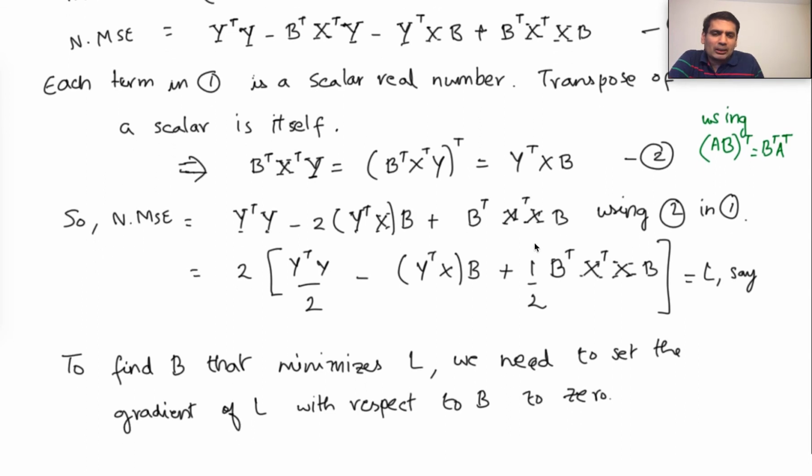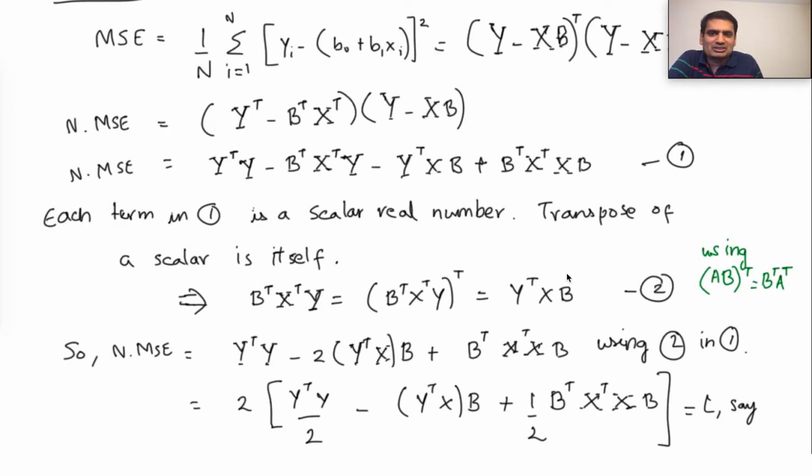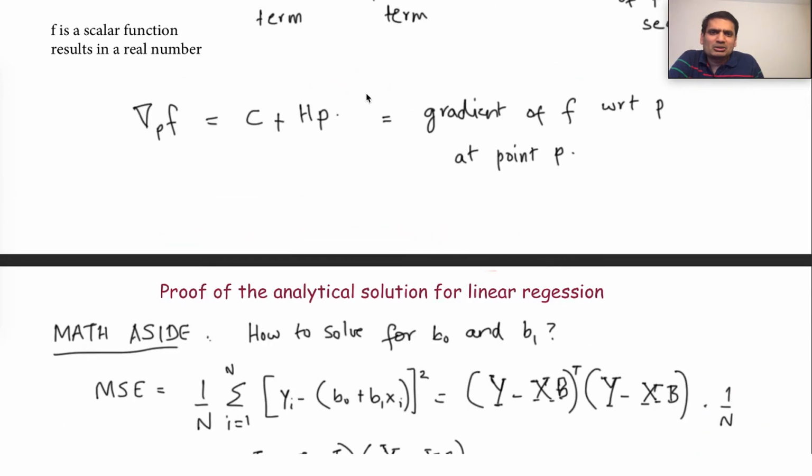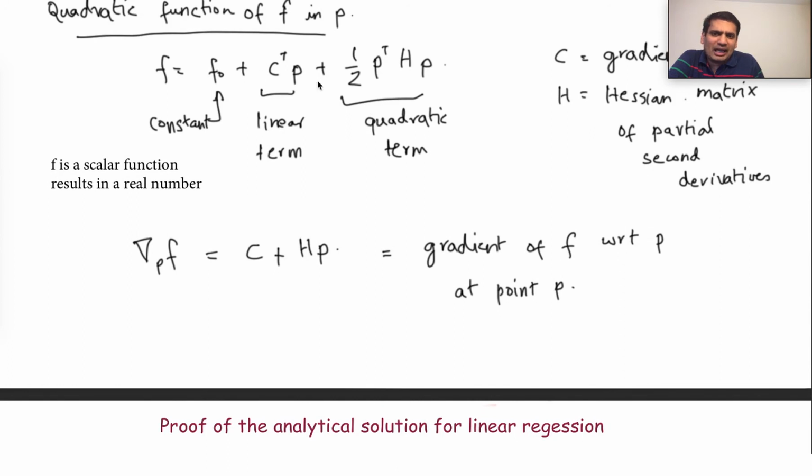Now, we bring 2 outside and essentially have this divided by 2, because we want the thing inside the brackets to be in the same form as this expression. Okay.